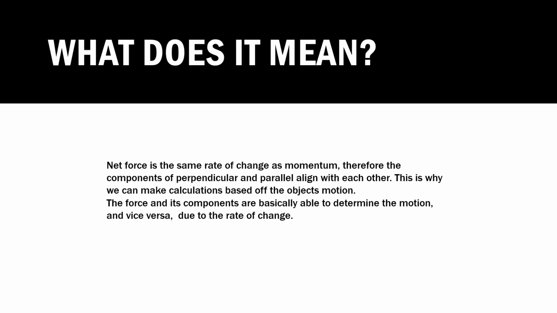What does it mean? The net force is the same as the rate of change of momentum. Therefore, the components of perpendicular and parallel will align with each other. This is why we can make calculations based off the object's motion. The force and its components are able to determine the motion and vice versa. That is why we can use the motion to determine the force due to the rate of change.